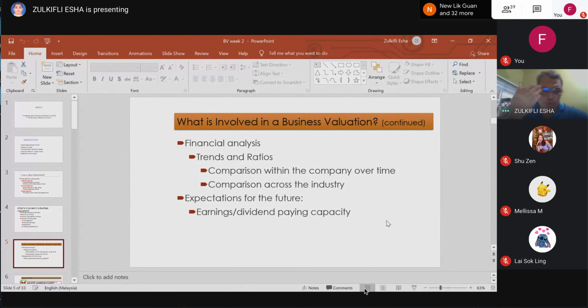So it depends on when you value the companies. Sometimes, let's say if you value the companies right after an economic recession, you may need a longer period as far as the financial ratio analysis is concerned. But if you are doing the valuation during good times, normally 3 years analysis should be enough.